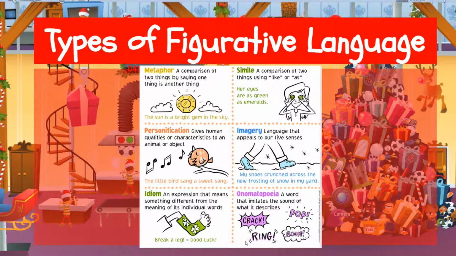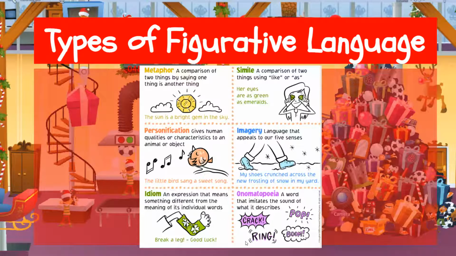Personification gives human qualities or characteristics to an animal or an object. The little bird sang a sweet song. You can always think of any type of cartoon that has an object that normally would not act like a person acting like a person. Imagery is sensory language. It's language that appeals to our 5 senses. My shoes crunched across the new frosting of snow in my yard. The crunching gives you an idea of the sound the shoes are making.